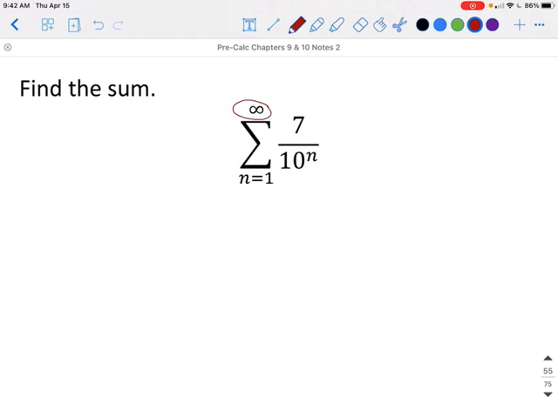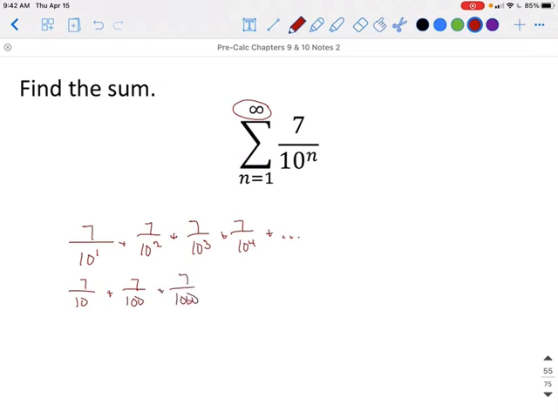Now on the next one, if you notice, this has an infinity symbol on the top, so it means you need to add all the values together. If it's an infinity, you cannot put this on your calculator. So we would do 7 over 10 to the first, plus 7 over 10 to the second, and you would do this for all terms. Now, we just need to see what's happening. So this is going to be 7 over 10, plus 7 over 100, plus 7 over 1,000, and this would continue on forever.